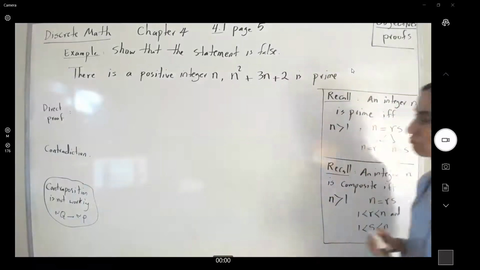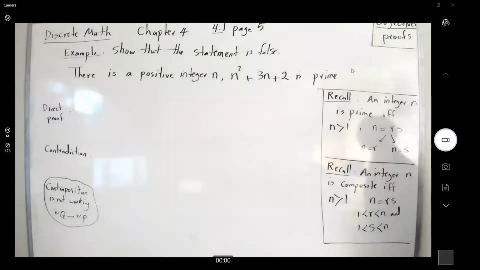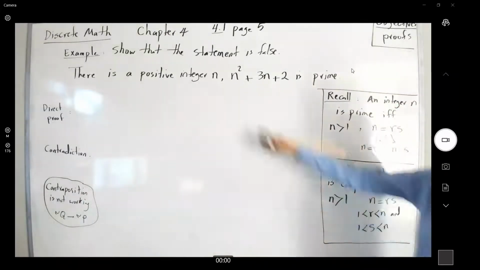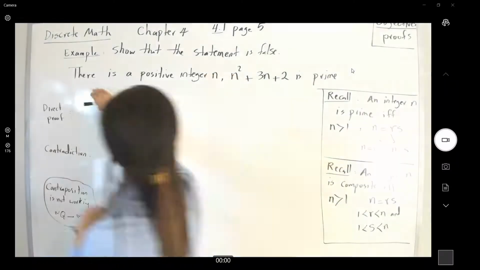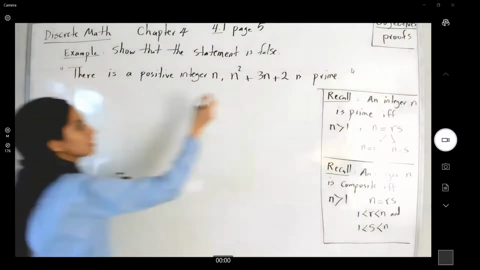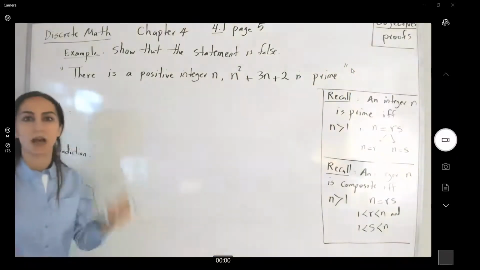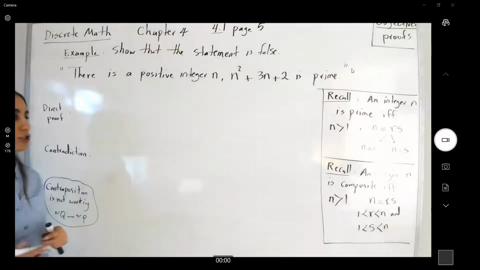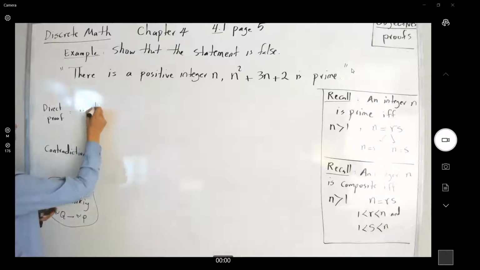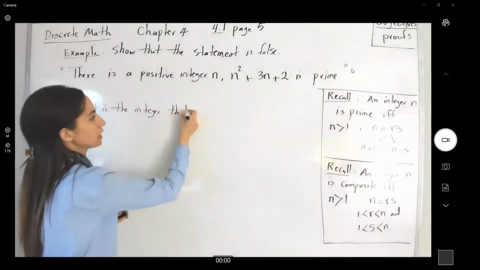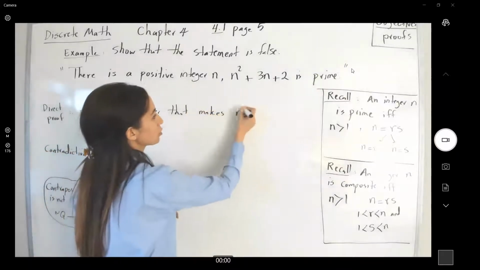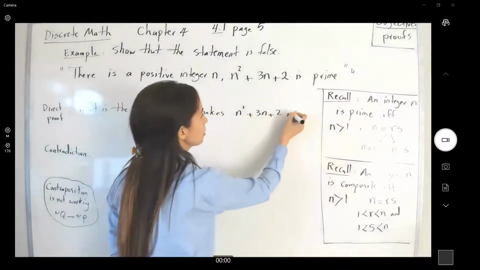Direct proof. There is a positive integer n such that n squared plus 3n plus 2 is prime. Okay. What is that integer? If I want to prove this statement, I need to show that I have an integer. What is that integer? What is the integer that makes n squared plus 3n plus 2 prime?